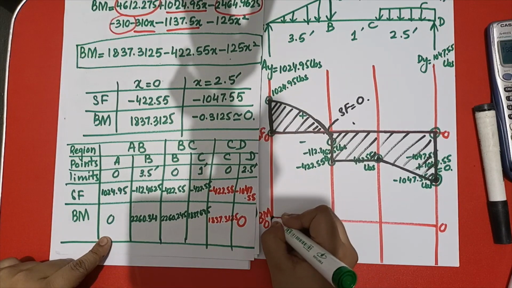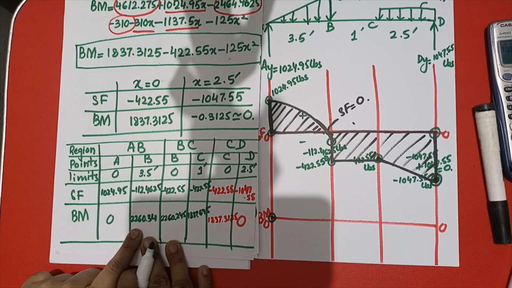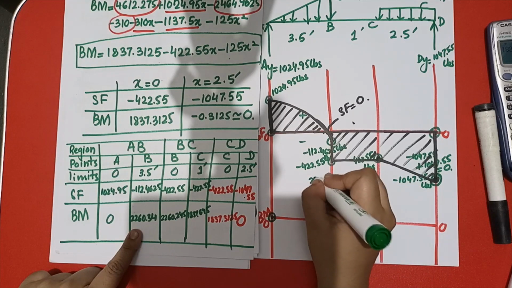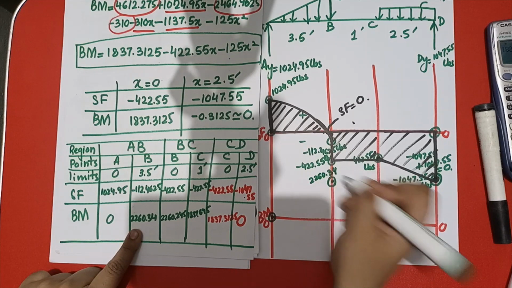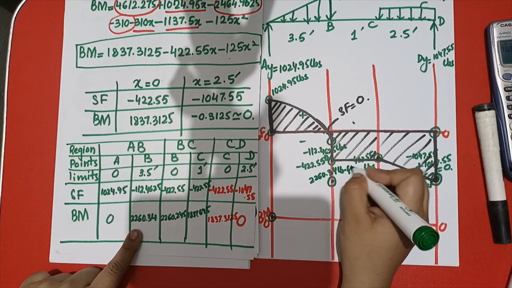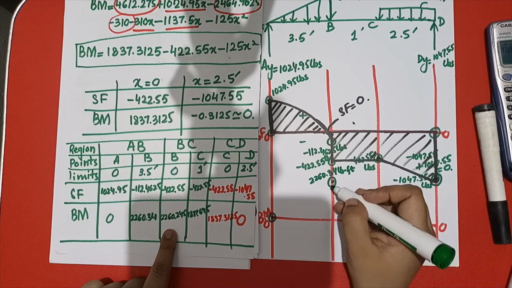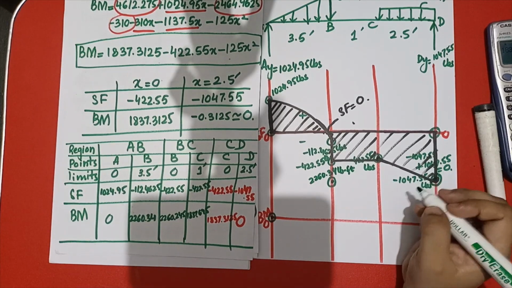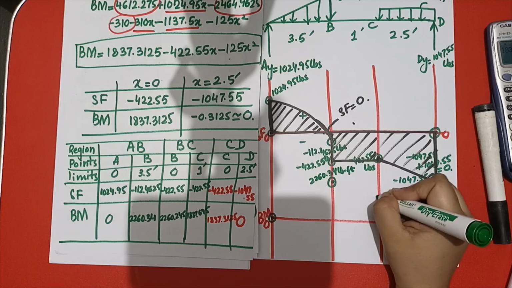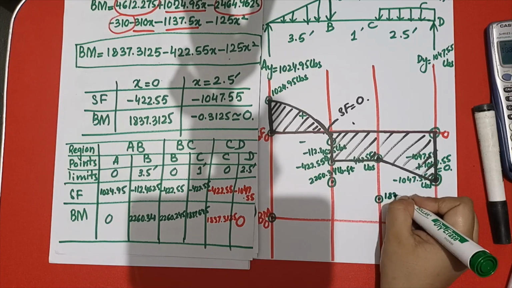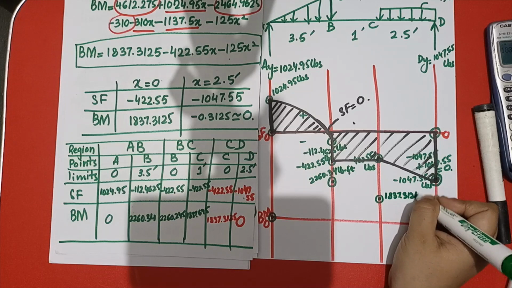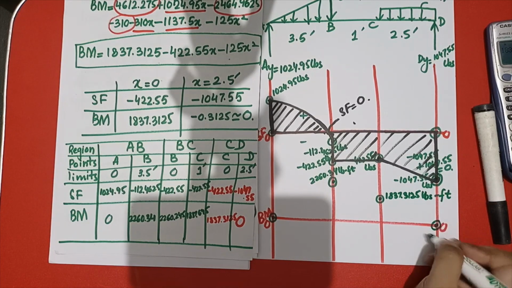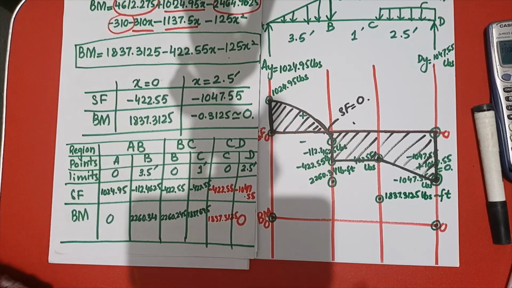and you can see here we are having 0 value. Then we have 2260.34 pounds feet. And then we are having 2260.245 again at B. Then C is 1837.695. So it will go down. So it will be 1837.3125 pounds feet. And there will be the 0 at point D, because we are having the same values at point C.